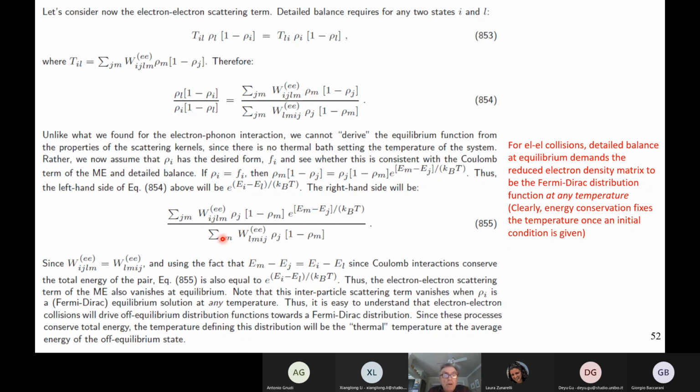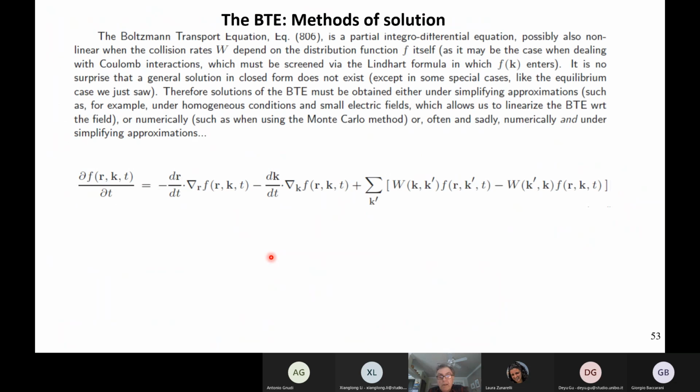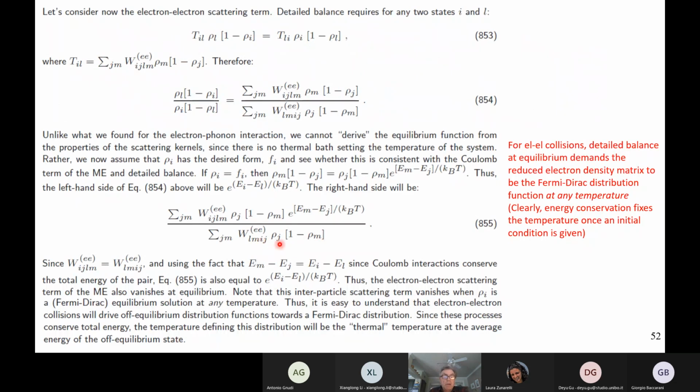We see that we can rewrite the right-hand side in this particular form, and we find that indeed a solution has to be equal to the Fermi-Dirac distribution at some temperature. And again, the temperature is not fixed. So the general equilibrium form induced by the electron-electron interaction is the thermal distribution function at some temperature. This is a general property. Short-range electron-electron transitions will attempt to thermalize the distribution function.